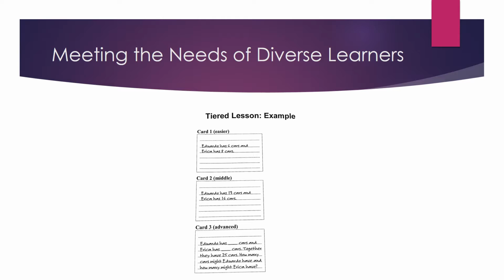Here's an example of a tiered lesson. Here's the problem. Eduardo has 6 cars and Erica has 8 cars. A middle level might be using harder numbers where they have to add 2 digits. You could even do one where they had to carry. But look at the advanced. Eduardo has blank cars and Erica has blank cars. Together they have 25. How many cars might Eduardo have and how many might Erica have? So it's basically the same problem. It could be the same problem, but you're tiering it to meet the needs. You're still teaching the skill of addition word problems.